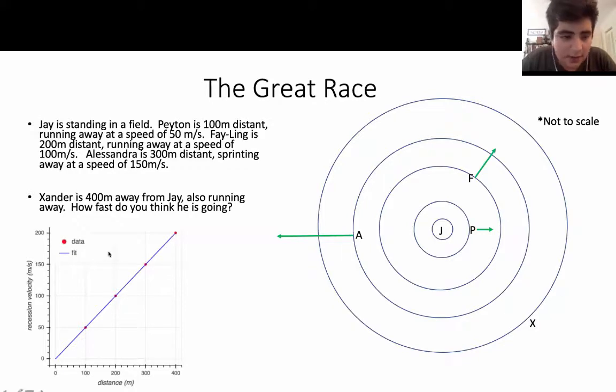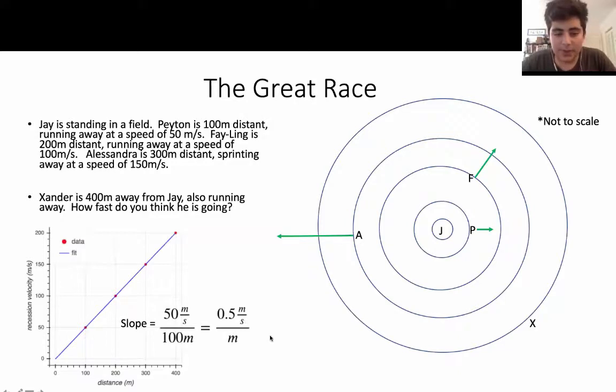But if you want to know how fast someone's running away at any distance away from J, so not just where you see this grid, it's preferable that you find the slope of this type of graph. And that's just going to be y2 minus y1 over x2 minus x1, which results in 0.5 meters per second per meter. Note that you're also dividing the units. So here you see the y-axis meters per second over the x-axis meter, so you get the slope of 0.5 meters per second per meter.